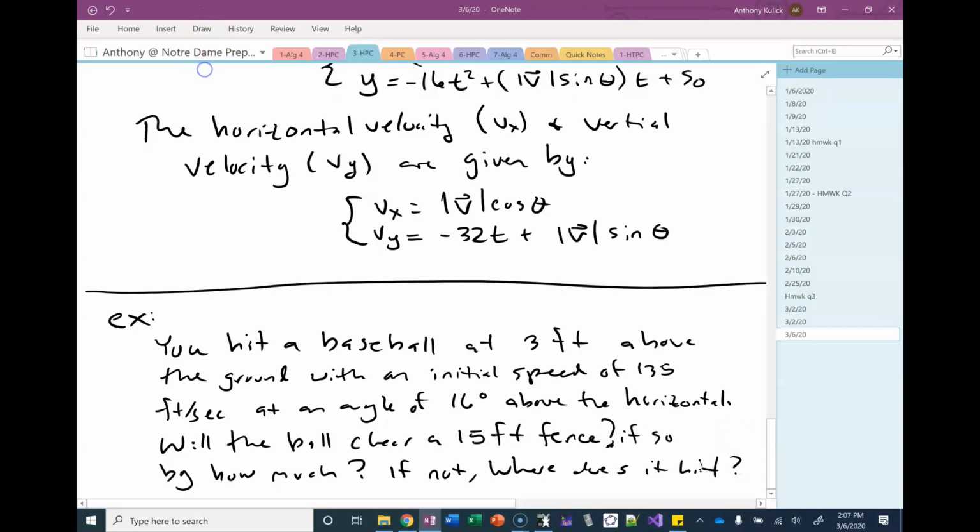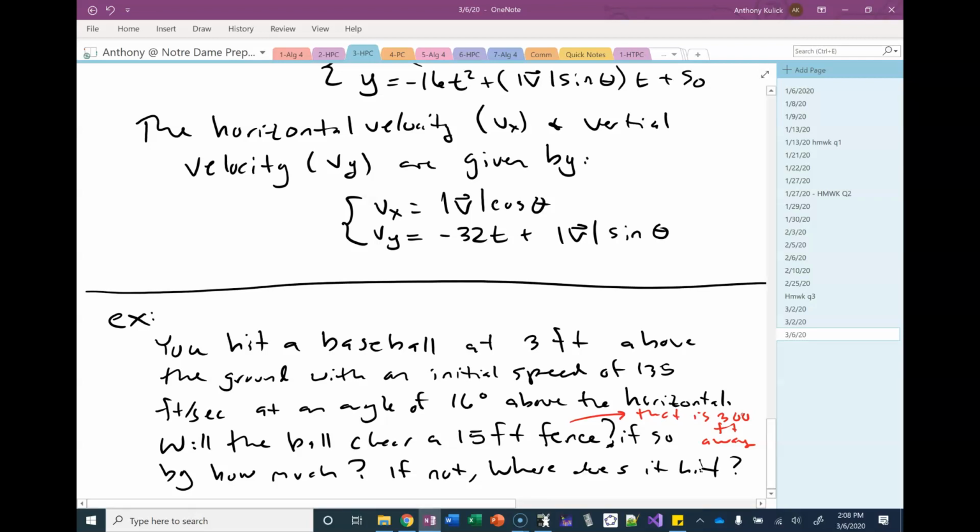We hit a baseball at 3 feet above the ground with an initial speed of 135 feet per second at an angle of 16 degrees above the horizontal. Will the ball clear a 15-foot fence? That 15-foot fence is 300 feet away. If so, how much does it clear the fence by? If it doesn't, where does it hit the fence? Like how high up the fence does it hit it?